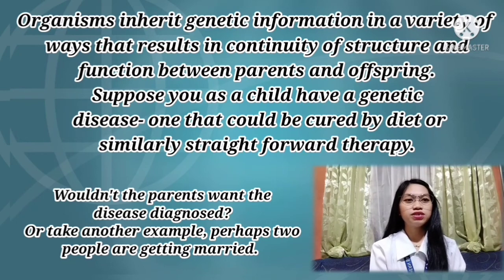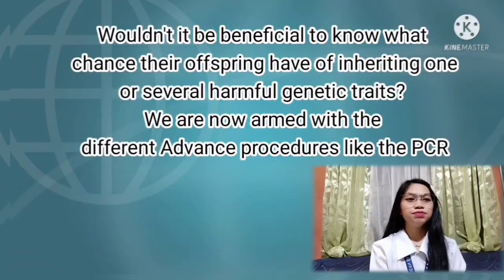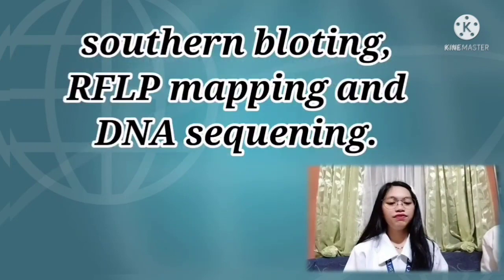Or take another example. Perhaps two people are getting married. Wouldn't it be beneficial to know what chance their offspring have of inheriting one of several harmful genetic traits? We are now armed with advanced procedures like PCR, Southern blotting, RFLP mapping, and DNA sequencing.